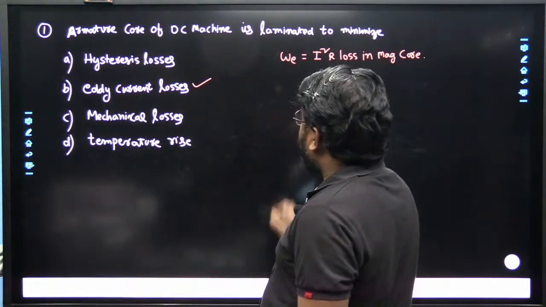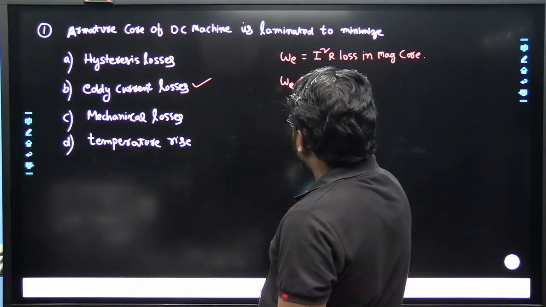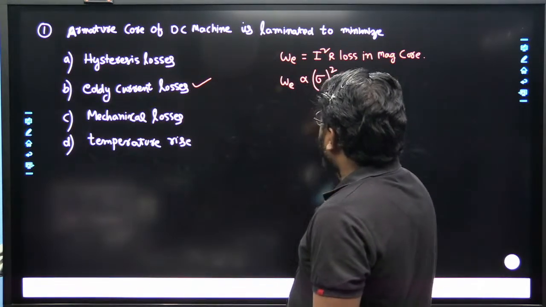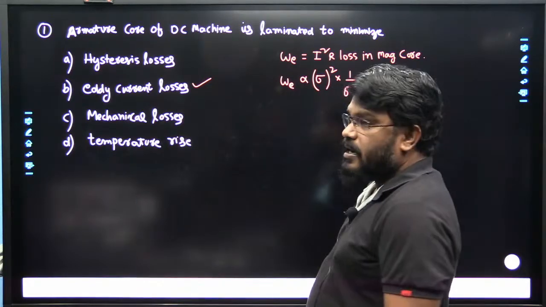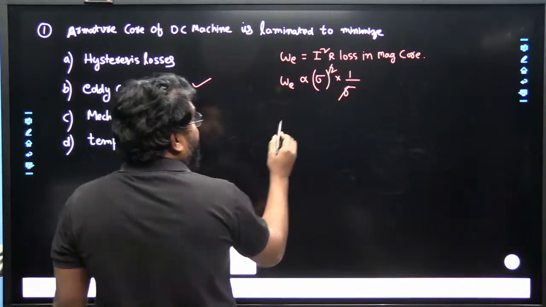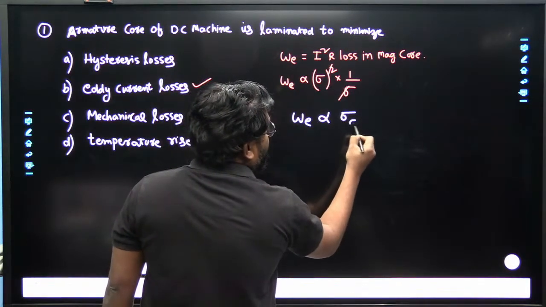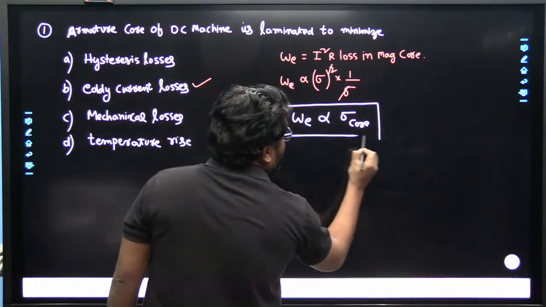How does it occur? Here the eddy current loss is directly proportional to the square of the conductivity. The resistance is inversely proportional to the conductivity, so these two will cancel out. Then eddy current loss is directly proportional to the conductivity of the core.